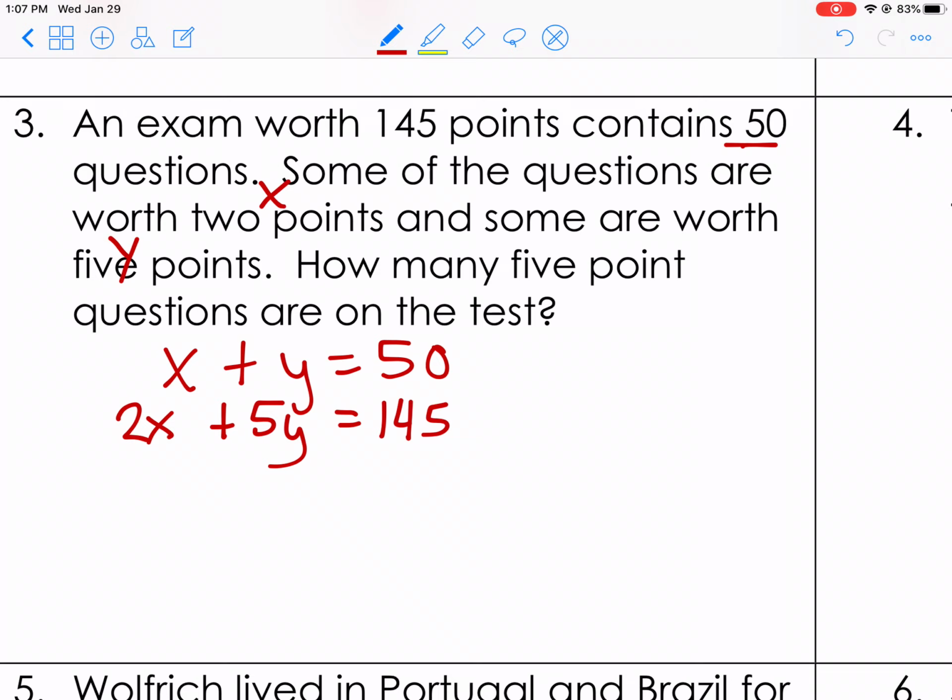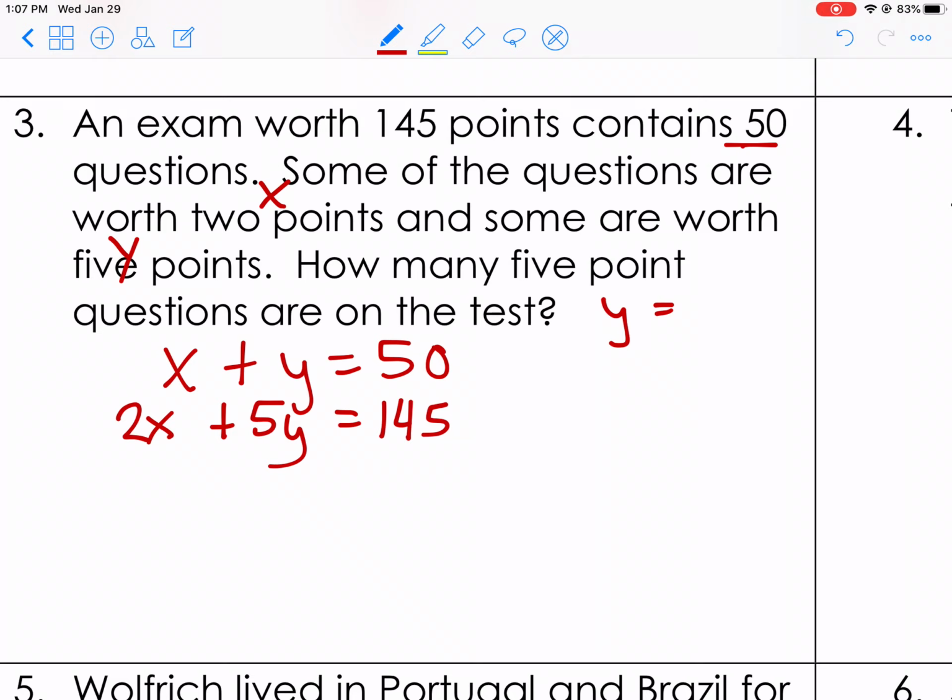Okay. As you solve this, we want to find Y. That's what we have for our 5-point letter. You could use elimination or substitution. So come up with your game plan about which way you want to do it.